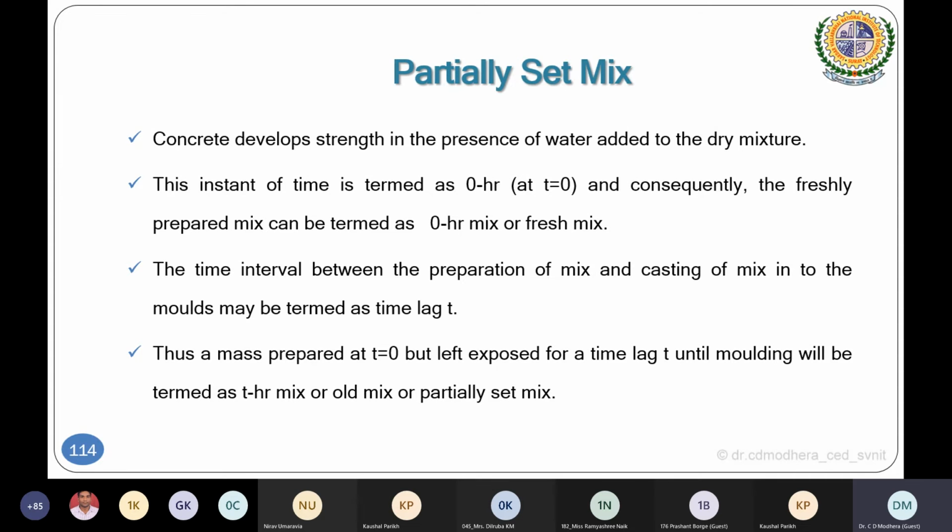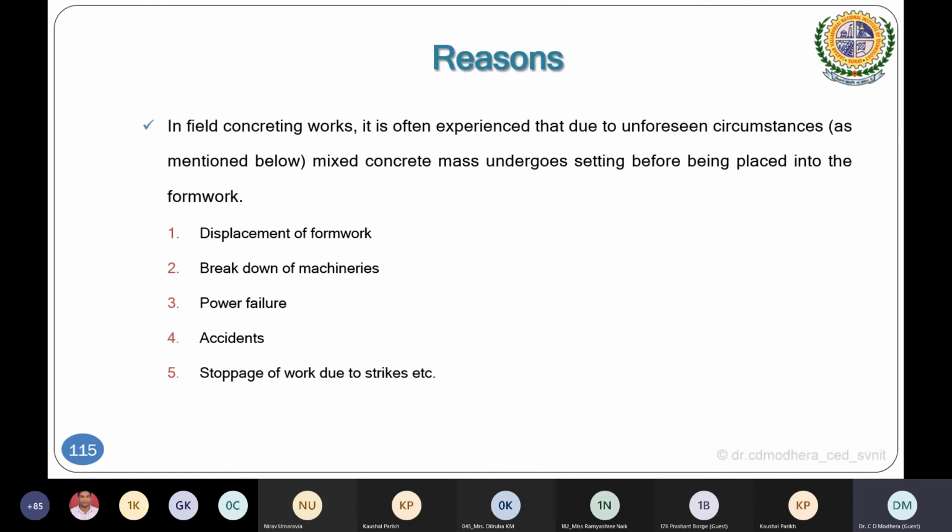The mass prepared at T0 but left exposed to a time lag T until molding will be termed a T hour mix. So a T hour mix means it is an old mix. You have already prepared it, but at the same time the mold was not available. It is not within your limit, and then it came after 30 minutes or 1 hour. Those mixes I will now call old mix or partially set mix. So now it must be clear what a zero hour mix is. It means fresh mix. You are placing it in the mold within the time limit, but if you take time to place it in the mold, then it is an old mix or partially set mix.